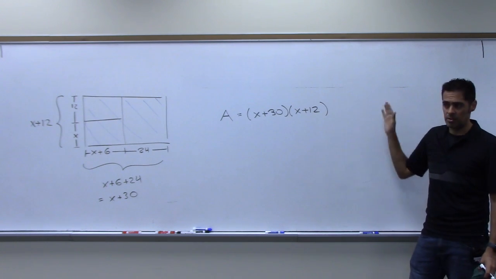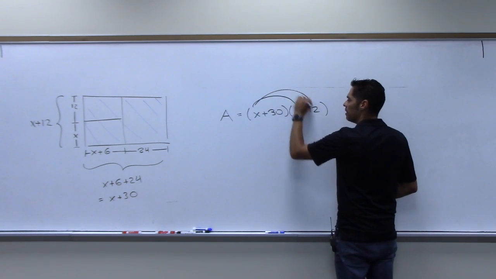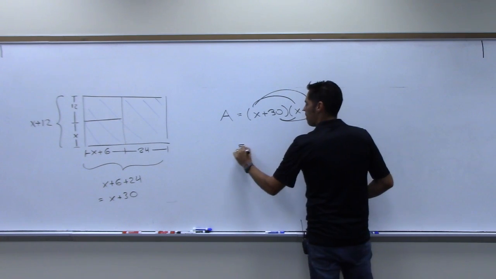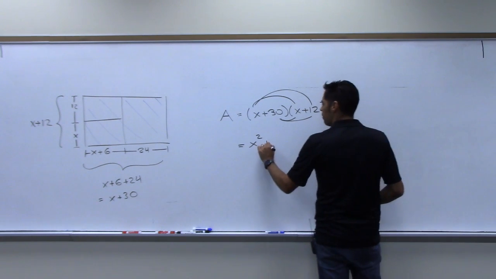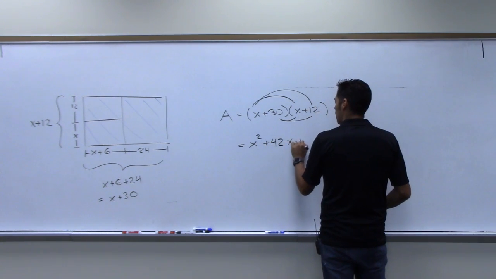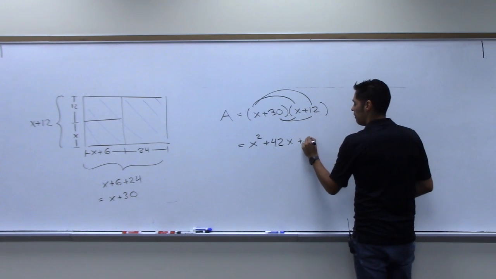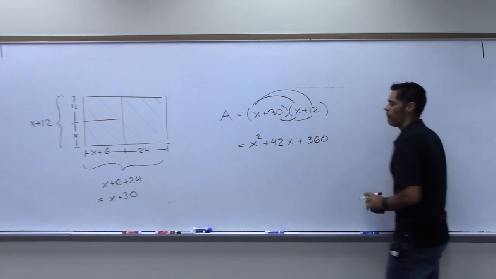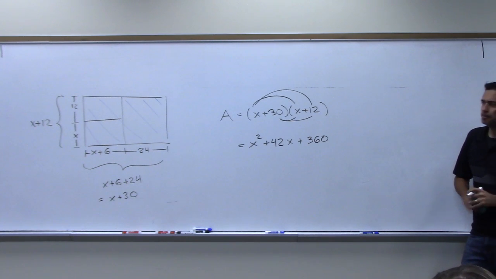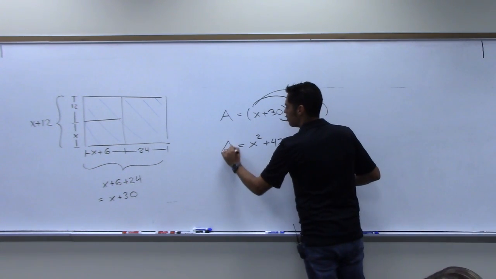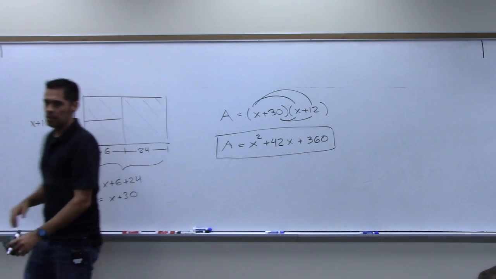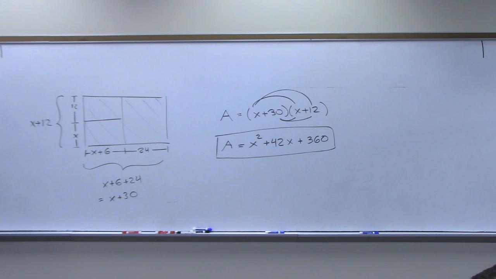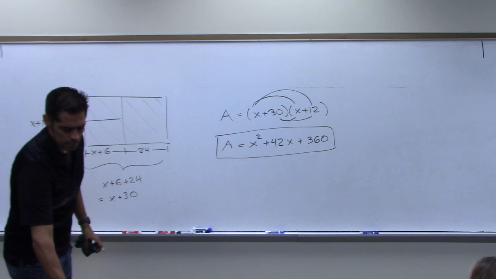So we have to do the expansion, where you multiply here, here, here, here. You think you could do that okay? You should get x squared plus 42x plus 360. And that's it. That's the area in the square footage of that. Now, someone would have to tell you what x is, and then you could tell them exactly the square footage, but that's it. We good?